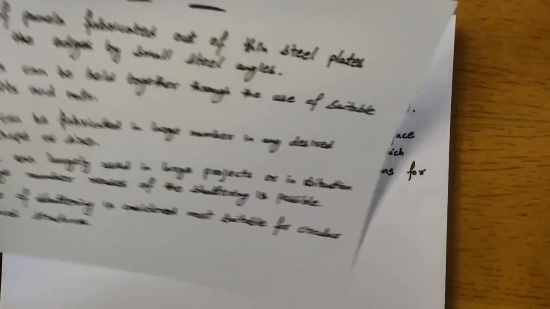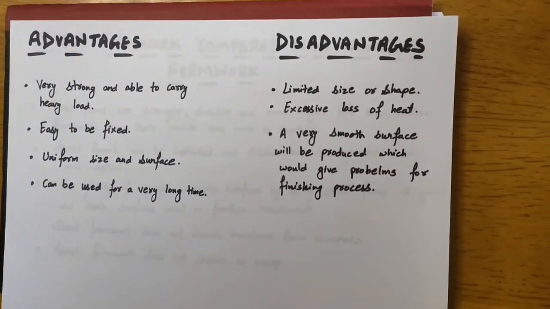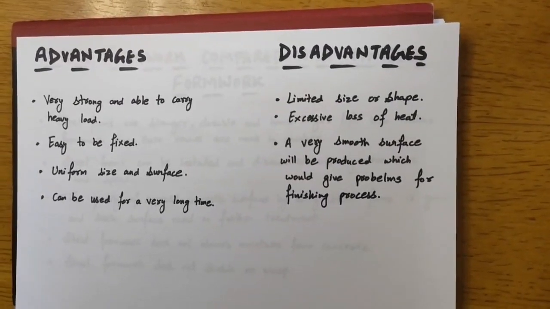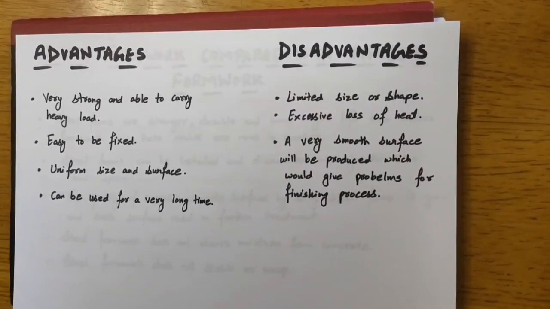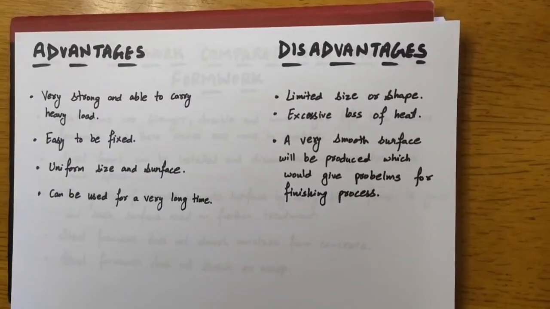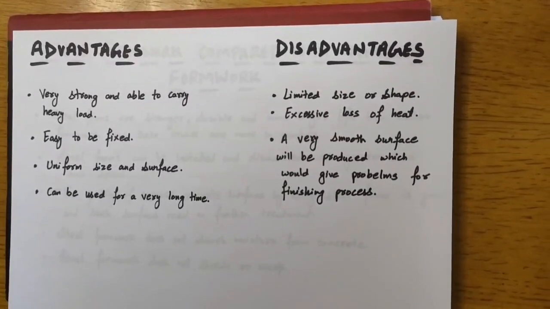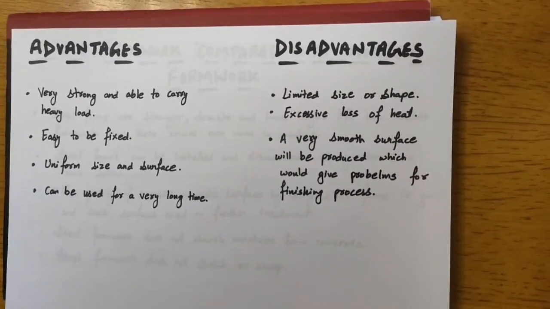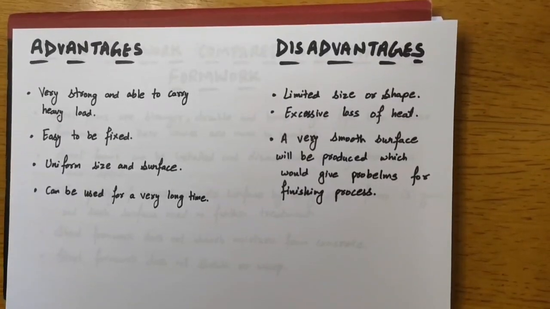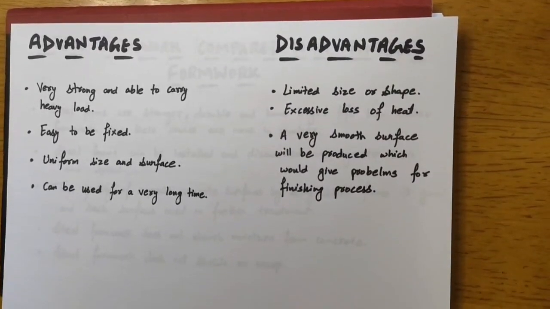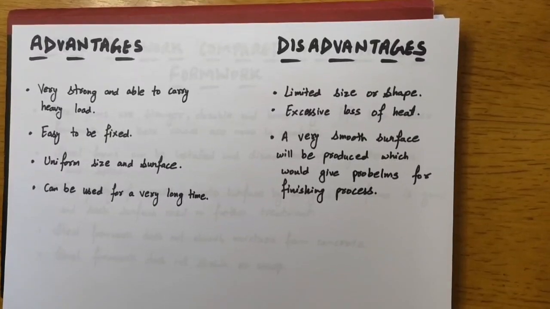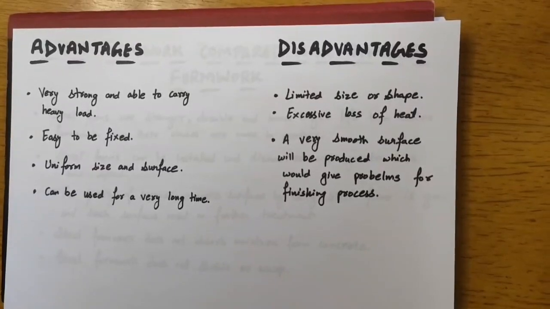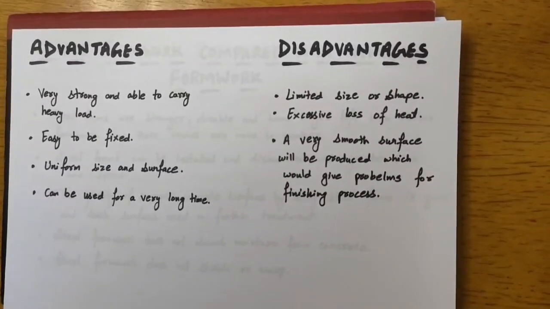Let's see the advantages and disadvantages of steel formwork. Their advantages are they are very strong and able to carry heavy load. So if the load of the concrete or even the live load is very high, these prove to be very useful. Easy to fix, uniform size and surface. The steel has even smooth surface and the size is uniform. Can be used for a very long time, so they don't get distorted or damaged that easily, so you can use it for a very long time.